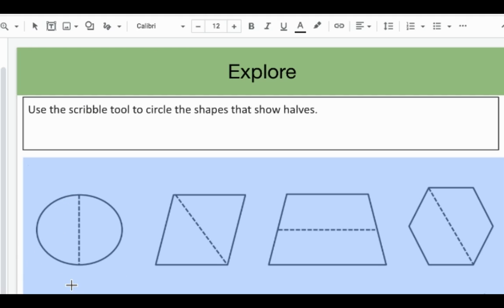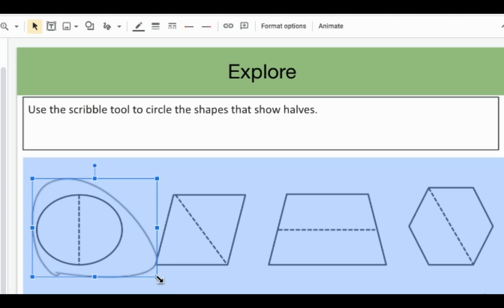It has a line straight down the middle. Is that showing halves? I would say yes. I think that is halves. It looks like it's split into 2 equal parts. So I'm going to say yes. I'm going to circle that one.